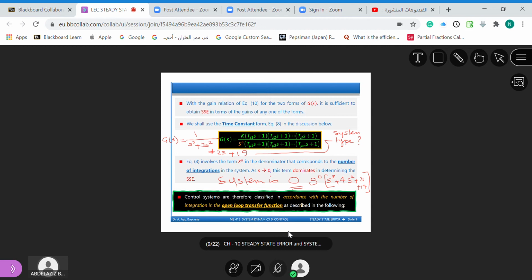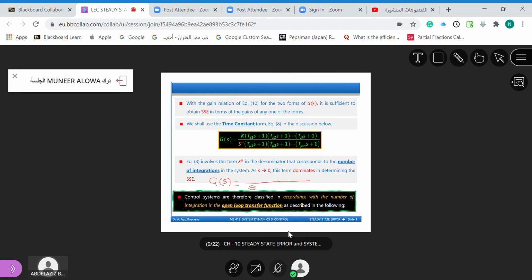You need to have the integrator shown. The order is 3, yes, but the type is 0. Remember this: the system type is 0 here. Let me give you this equation again. G of S will be equal to this G of S. Here, Shabab, it depends on G of S, not on the closed loop transfer function.